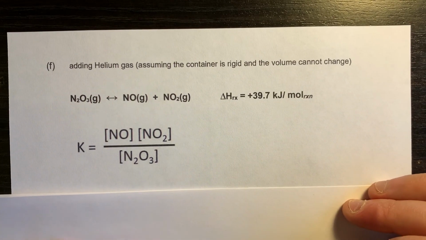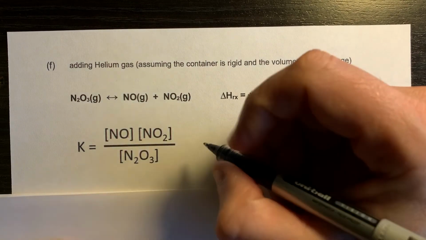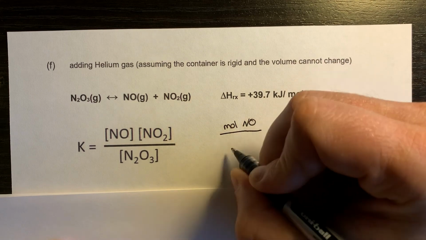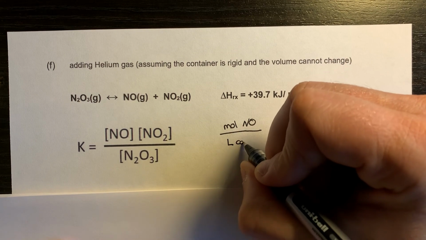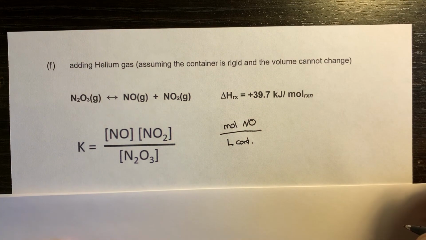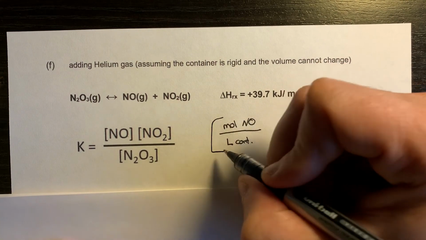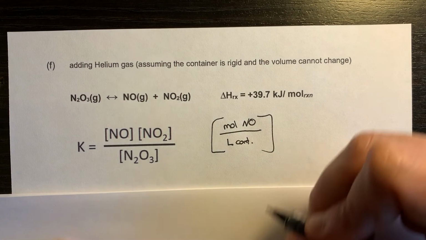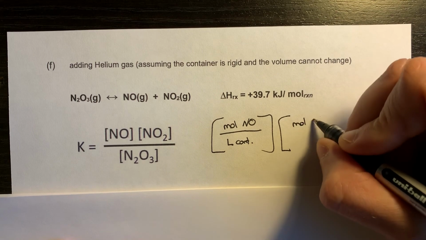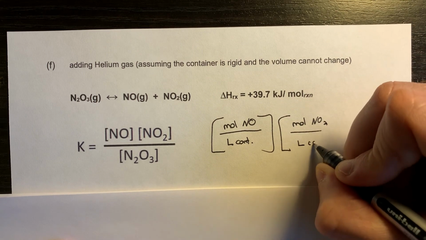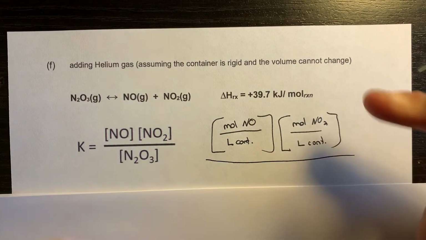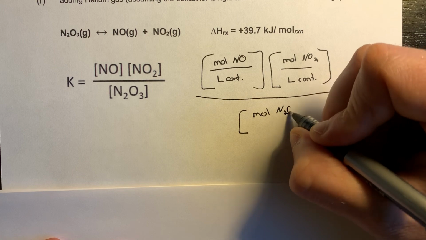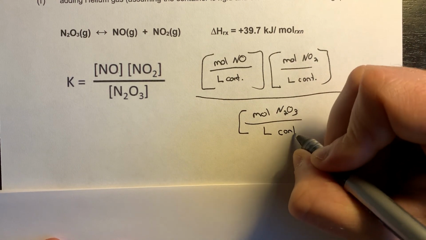What's going on here? Let's rewrite these concentrations as moles of nitrogen monoxide over, and this again is the liters of the container. I'm just going to write CONT period there. Okay, that's what that really is, right? Moles of nitrogen monoxide per the liters of the volume of the container. This will be multiplied by moles of the NO2, again over the liters of the container. And then we have our moles N2O3 over, again, the liters of the container. So I've just rewritten this.